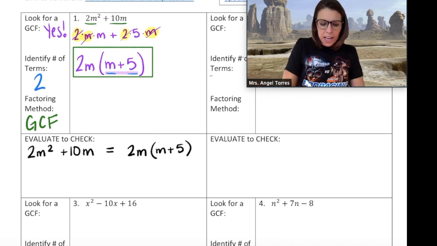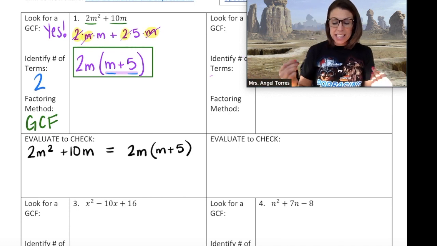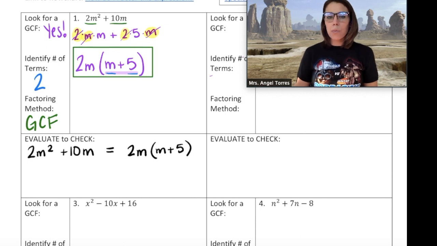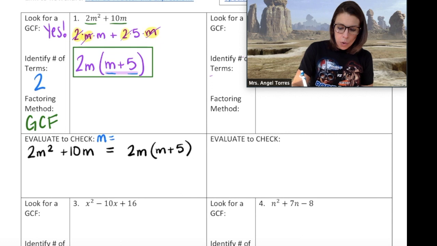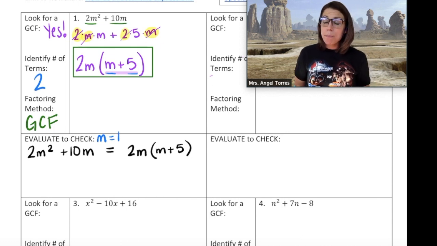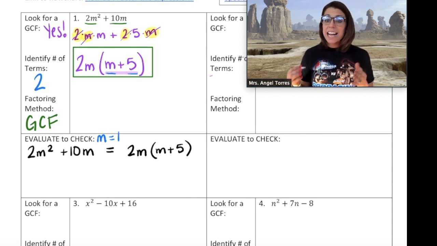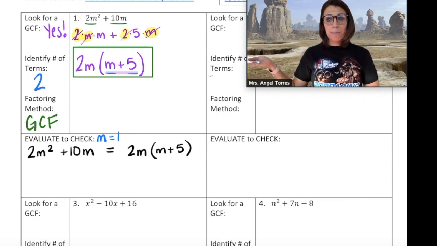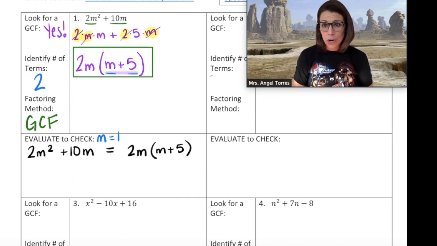same value. Now, I would like my life to be a little easy for this, so I'm going to plug in one of the easiest numbers in existence, and that number is 1. So I'm going to evaluate both expressions when m is 1 and see if they equal each other, and if they do, that means that my factored form is equivalent to the binomial that I started with.